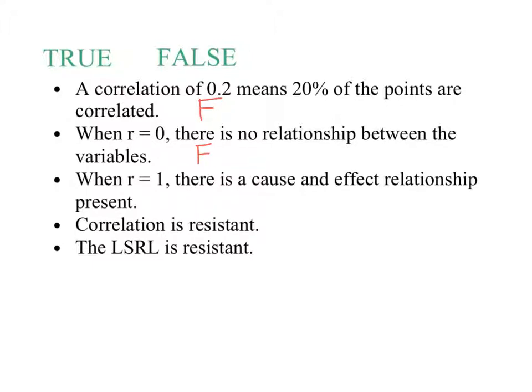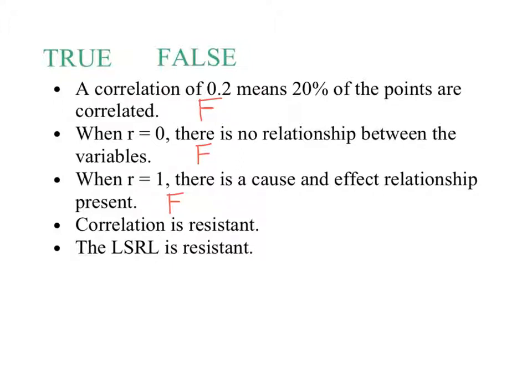When r is 1, there's a cause and effect relationship. No, correlation does not imply causation. Even if all the points lie in a line, we can't make the leap to say that the x variable causes the y variable. The reason is, remember, in correlation we can switch the variables and get the same number. So how can there be cause and effect when you can switch the variables and get the same number?